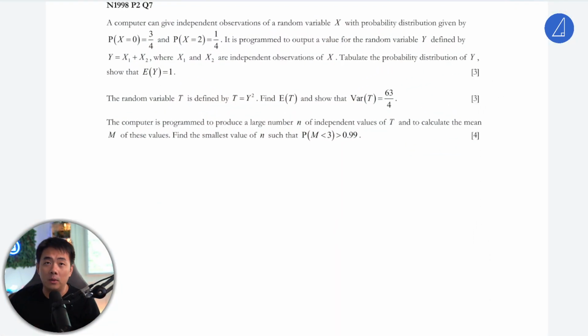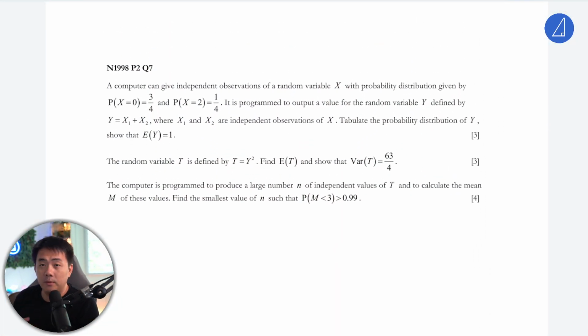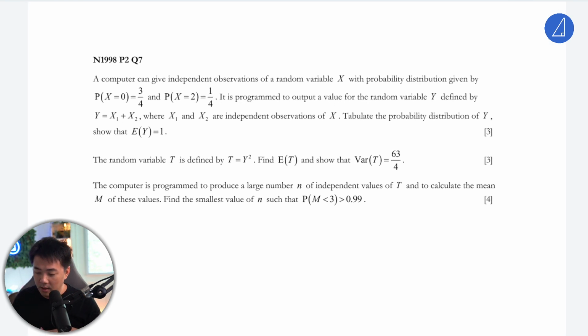Actually, let's look at this question, which was taken from the year 1998, paper 2, question 7 of the A-level paper. A computer can give an independent observation of random variable X with a probability distribution given by: when X is 0, it happens 3/4 of the time. When X is 2, it is a quarter of the time.